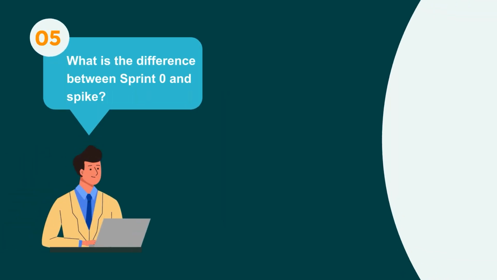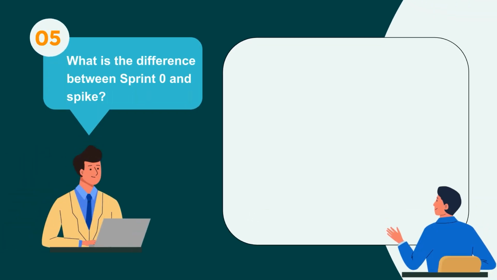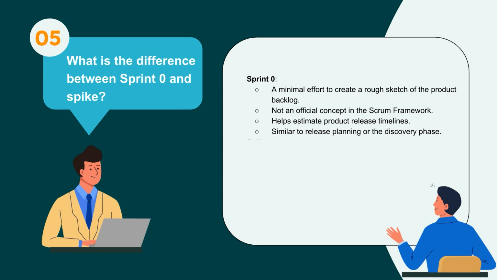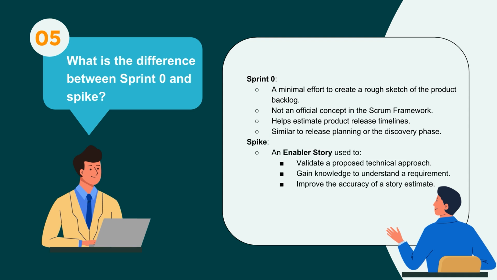5. What is the difference between Sprint Zero and Spike? Sprint Zero is the minimal effort to create a rough sketch of the product backlog. However, there is nothing called Sprint Zero in the Scrum framework, so better to avoid connecting with Scrum. It consists of the understanding of the estimation of the release of the products. It is similar to the release planning or discovery phase of a product. A spike is an enabler story that checks out the viability of a proposed technical approach, gains the knowledge necessary to understand a requirement, or optimizes the reliability of a story estimate.